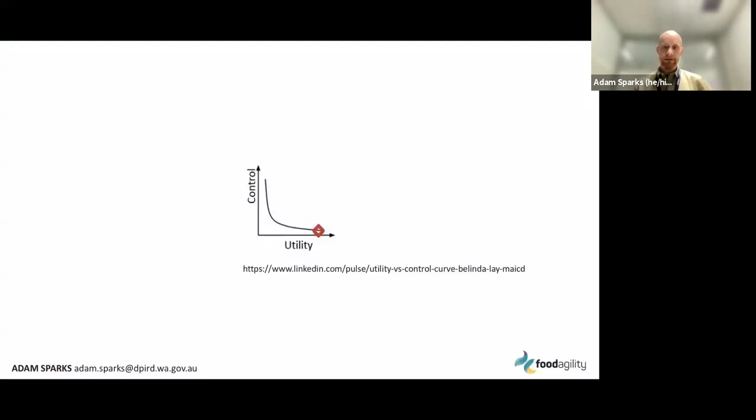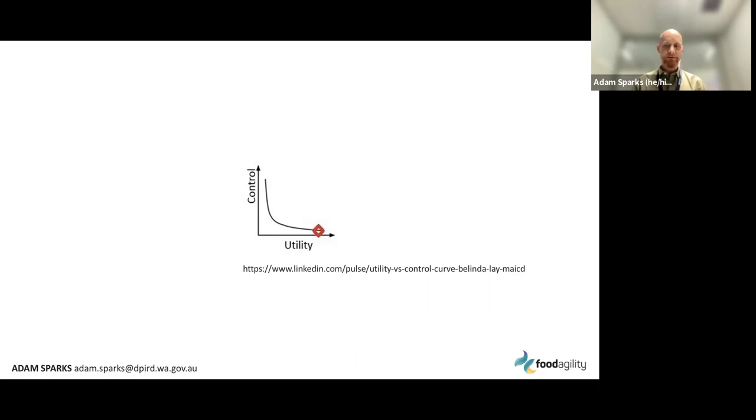I'm going to start off with a blog post on LinkedIn from Belinda Lay, who is a very innovative farmer in Esperance here in WA. Farmers know that their data has value and they're always looking for ways to get more utility from it. Belinda is a farmer here and co-founder of the Esperance Zone Innovation Group, or EZI. And she has a blog post called Utility versus Control Curve, which was based on a conversation with Wes Lawrence from Axis Tech, which is an ag service data provider as well.